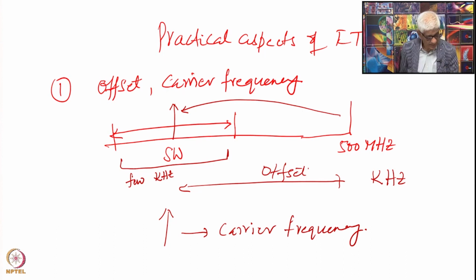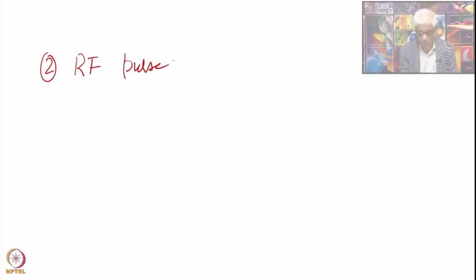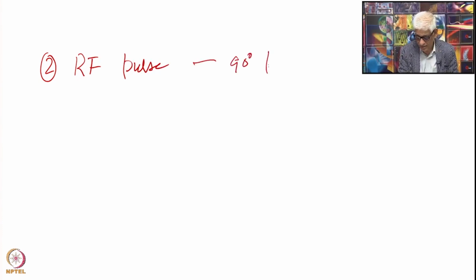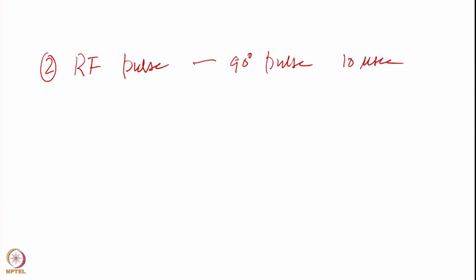Okay. Then the next one is the RF pulse. We said we have to apply a 90-degree pulse. So, this may be, let us say, 10 microseconds. So, you must control it very well. It has to be exactly 10 microseconds, not 11, not 10.5. Therefore, perfect control is required in this RF pulse width. Okay. So, 90-degree pulse means 90-degree pulse, and that has to be perfectly controlled.